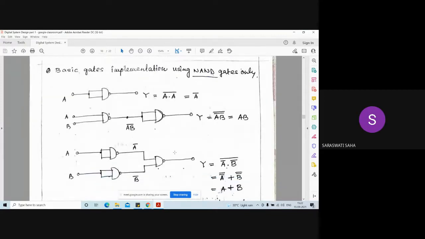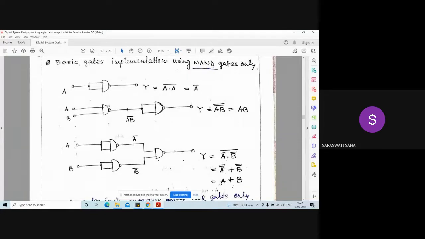Now see, here De Morgan's theorem is used for implementation of basic gates with the help of universal gates. You know the definitions of universal gates. You were told yesterday that NAND and NOR are known as universal gates because we can implement the basic logic gates with the help of NAND gates only or NOR gates only. So here is the implementation part.